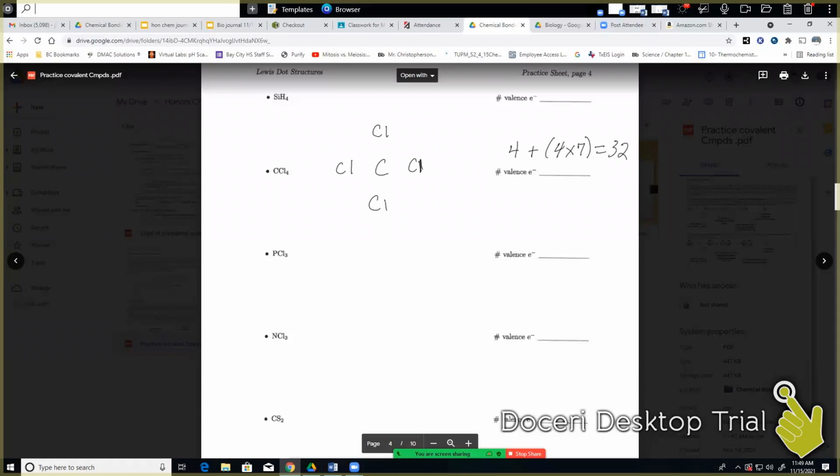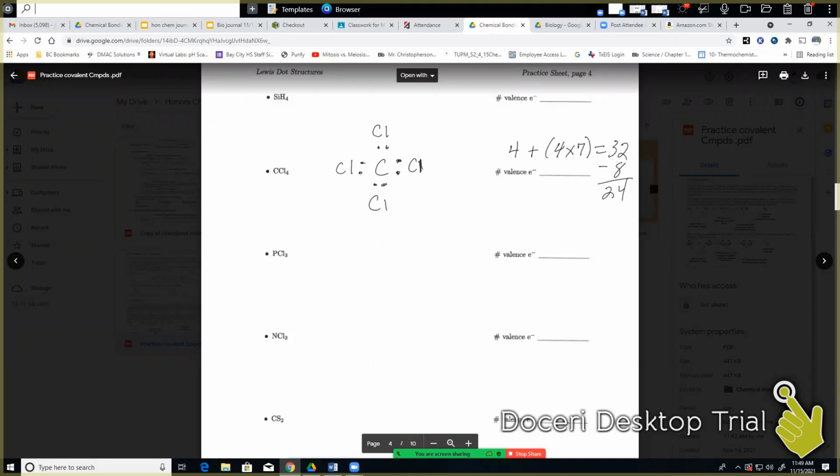So I'm going to start off and put a single bond between the central atom and each terminal. All right, so when I do that, that uses 2, 4, 6, 8. So that uses 8 electrons up. So that leaves me with how many? 24. So now I just start putting electrons on my terminals to give them a valence.